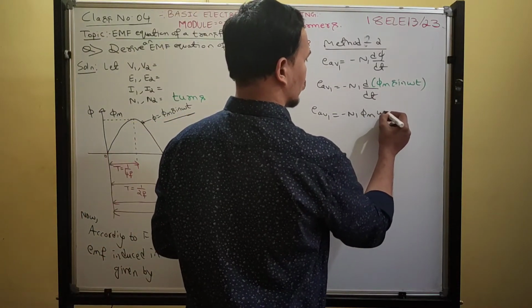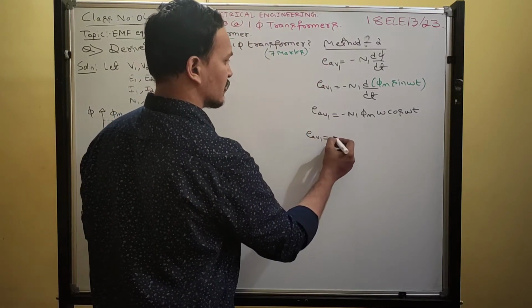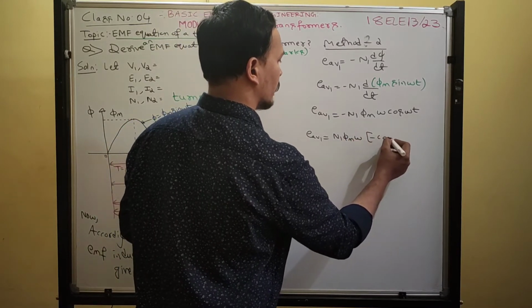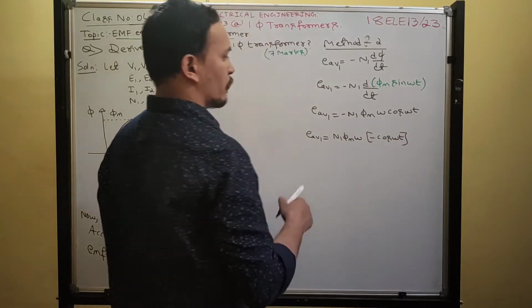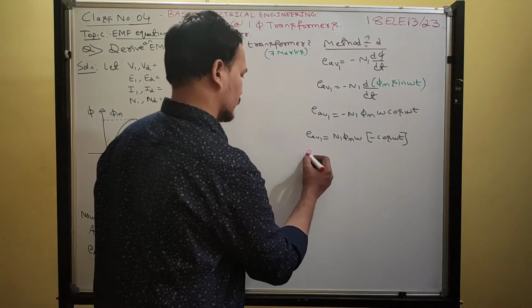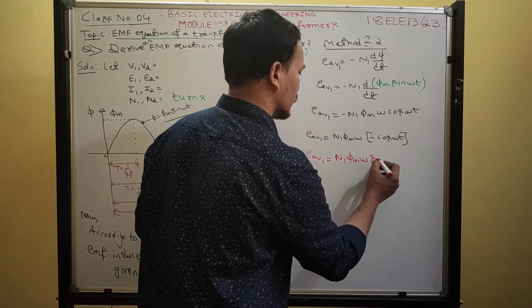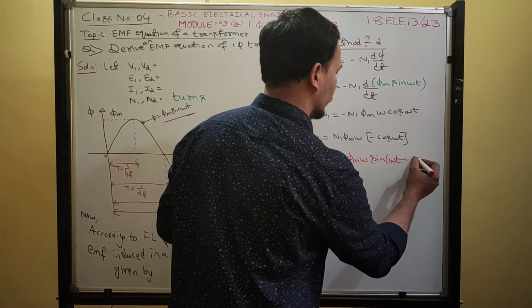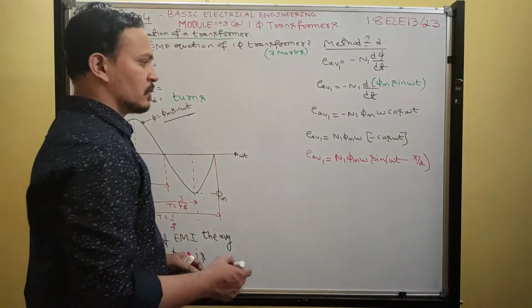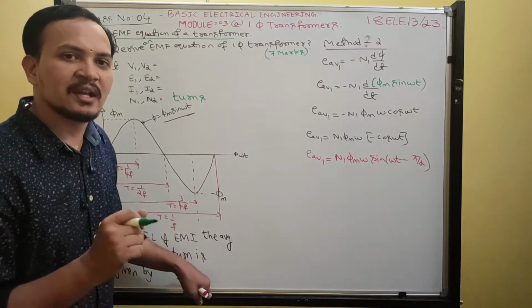Differentiation of sin omega t is omega into cos omega t. Now EAV1 is equal to N1 phi m omega into minus cos omega t. What can we write for minus cos omega t? Sin omega t minus 90 degrees. Therefore EAV1 is equal to N1 phi m omega into sin omega t minus pi by 2. Now this represents the instantaneous average EMF induced in a winding.